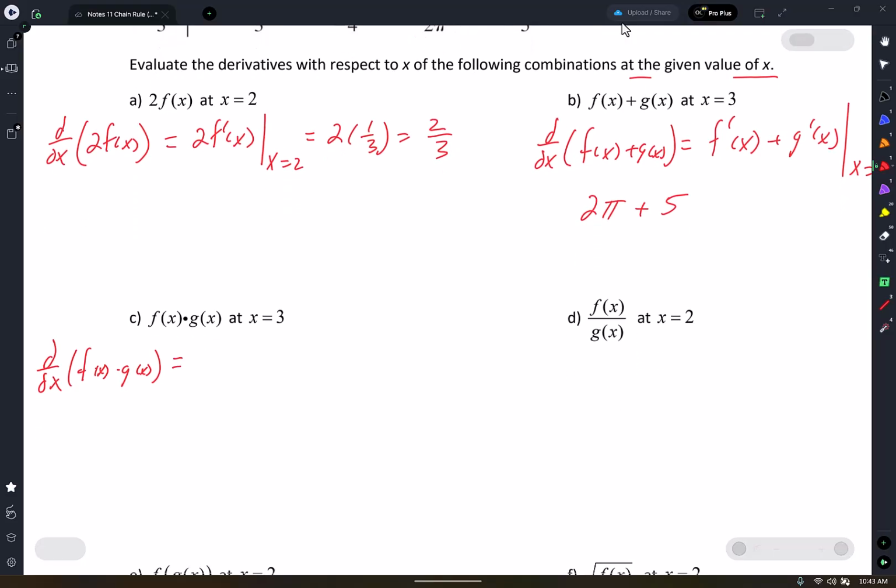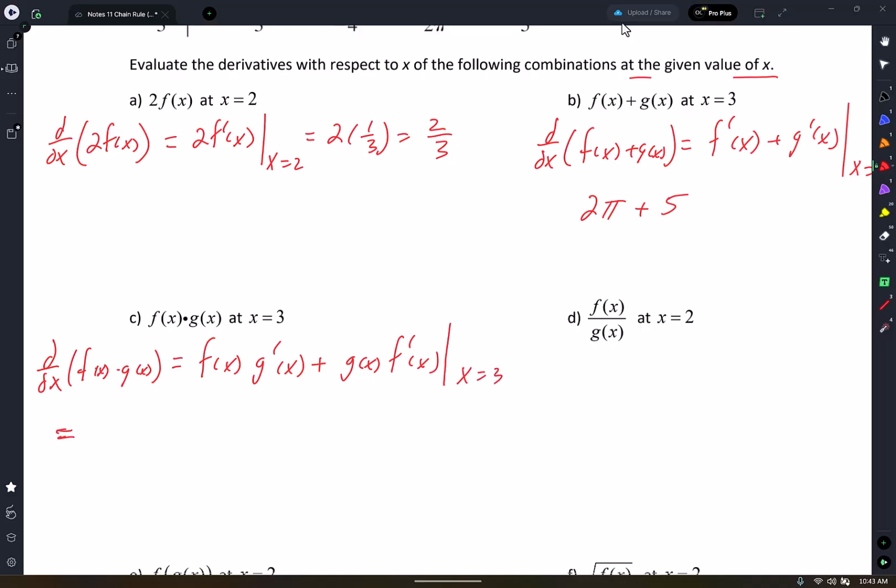So here it is, product rule. First times derivative of the second plus the second times derivative of the first. It's up to you whether you want to put x. That just means with respect to x. I could have done f g prime plus g f prime. Are we ready? Evaluated at x equals 3.